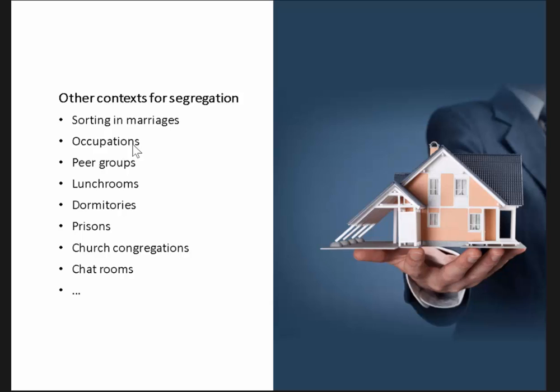So segregation can happen along many different contexts. I outlined three or four of them, but there are even more. There can be sorting in marriages. Actually, it's a huge research field. It's called assortative mating or assortative matching. Oftentimes when people marry, they marry others who have a similar education to themselves, or who are similar in many other ways. You find it across occupations, peer groups, actually even in lunchrooms. Monja did a study on this, on who sits next to whom in the lunchroom. And it turns out that similar people sit next to each other, in dormitories, prisons, church congregations, wherever. So it's actually huge.